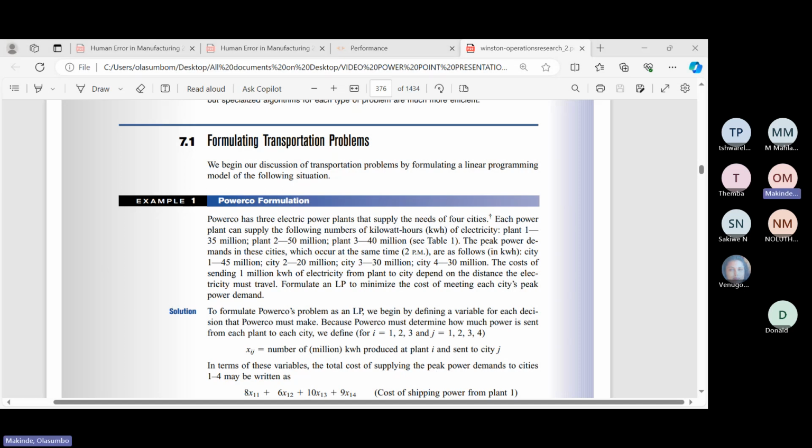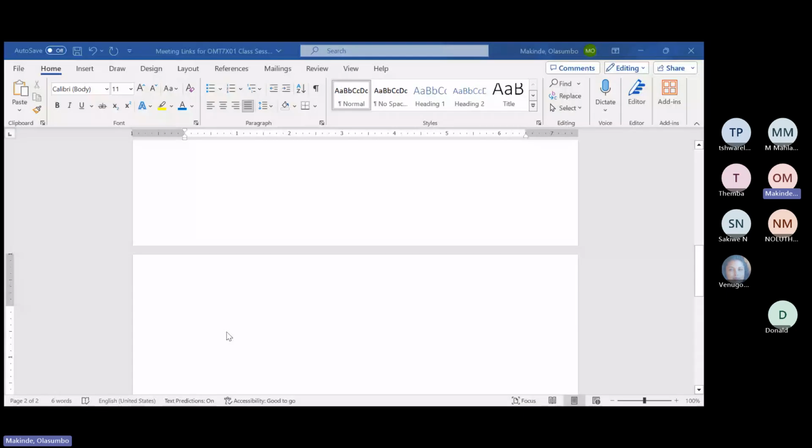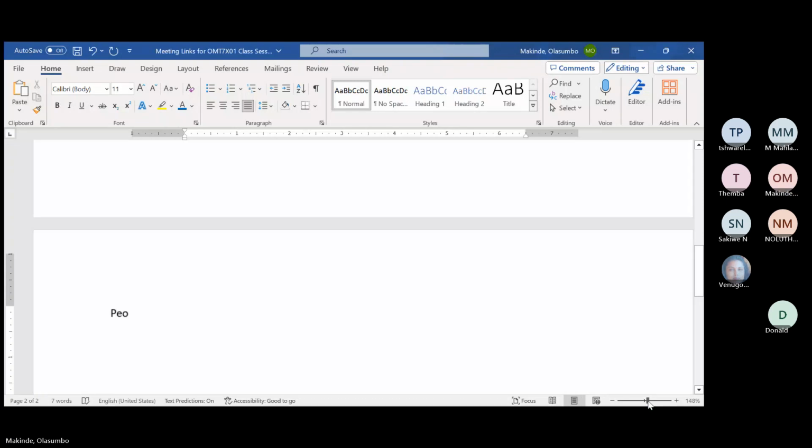So I'm going to open a Word document, because we are going to do it together. So let me stop sharing this, then open my Word document. So please confirm if you can see what I'm sharing, the Word document. Let me zoom it a bit.